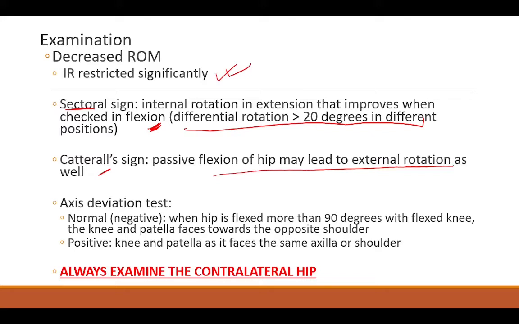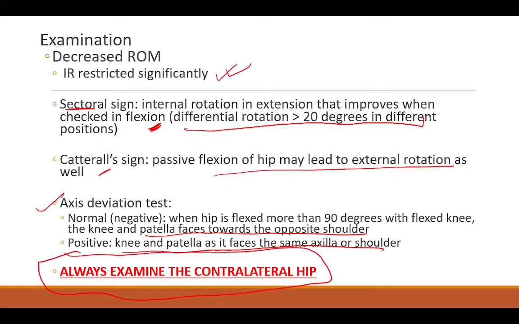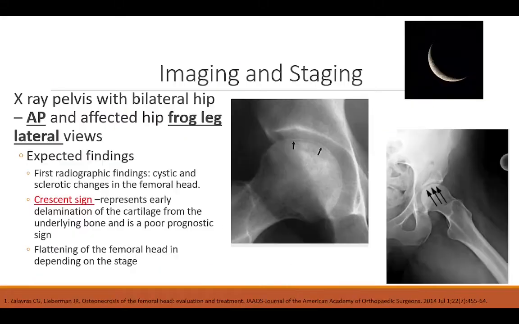Axis deviation test. A normal negative test is when the hip is flexed to more than 90 degrees with a flexed knee. In these cases, the knee and patella face outwards and towards the opposite shoulder. If the test is positive, the knee and patella face the same axilla or shoulder. Always remember to examine the contralateral hip because non-traumatic AVN often is bilateral. An X-ray of the pelvis and bilateral hip in AP and frog-leg lateral views are ordered to assess the AVN.